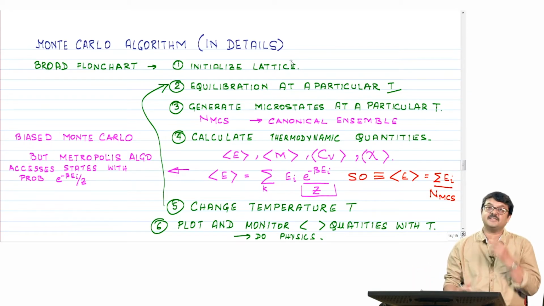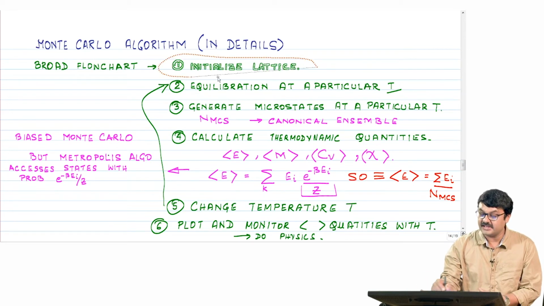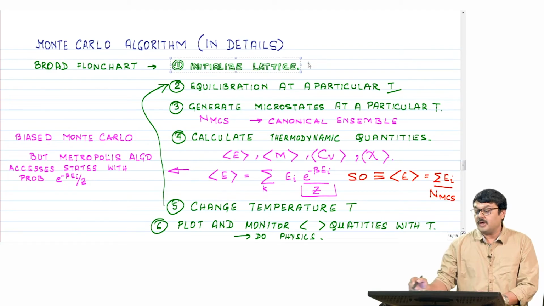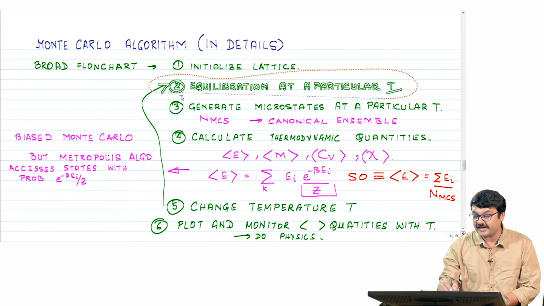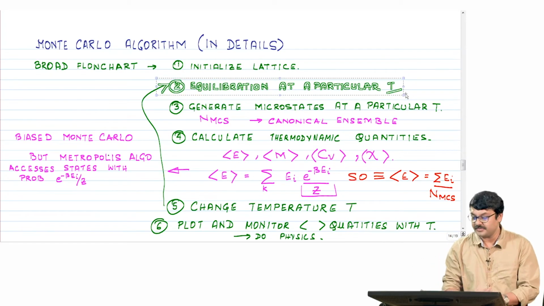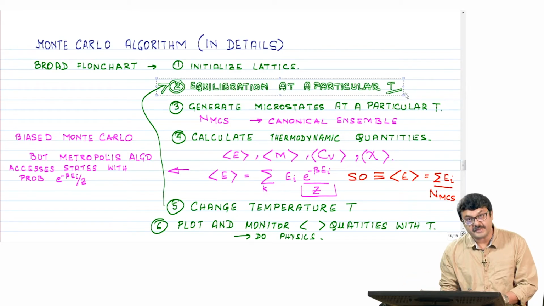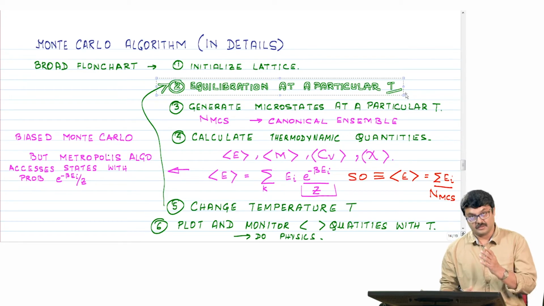Of course, your final thermodynamic state does not depend upon your initial state. After initializing the lattice, you have to equilibrate your system, which you model on the computer, for a particular temperature. So, you have to reach the equilibration state. Basically, you have to do a few Monte Carlo steps of your system.